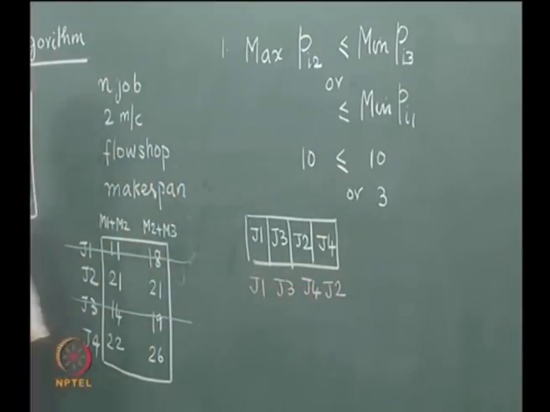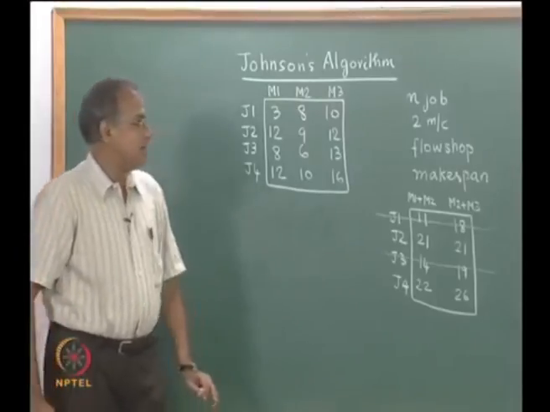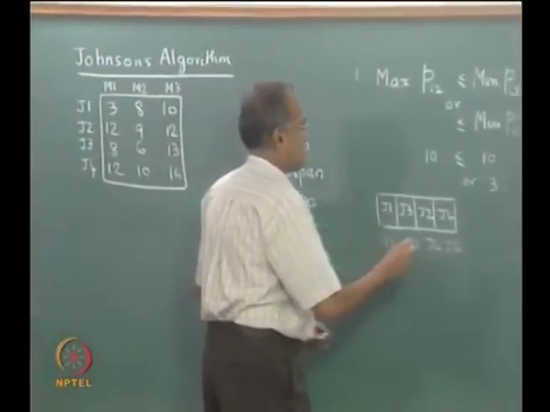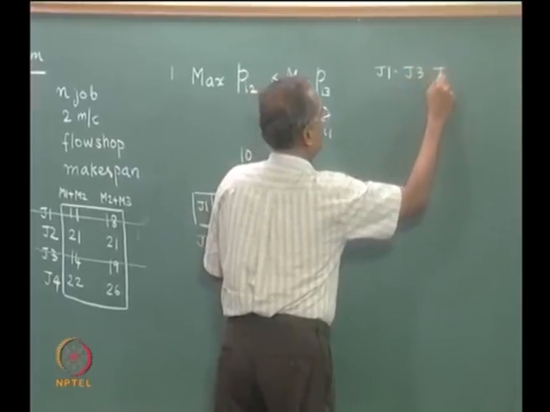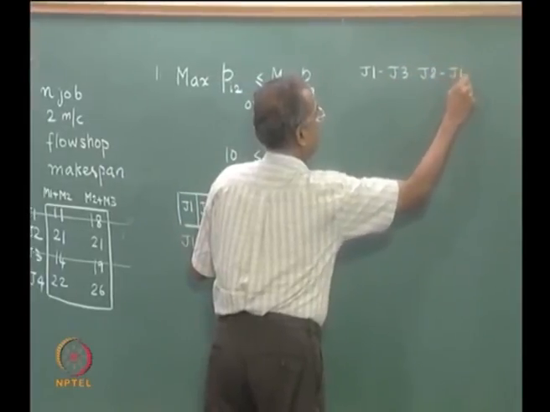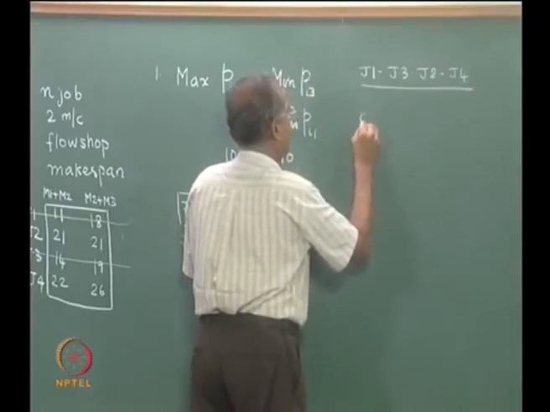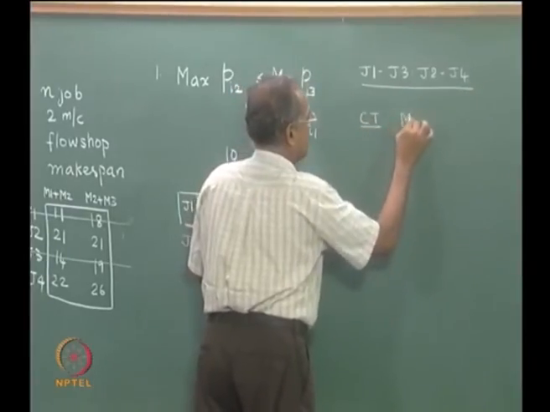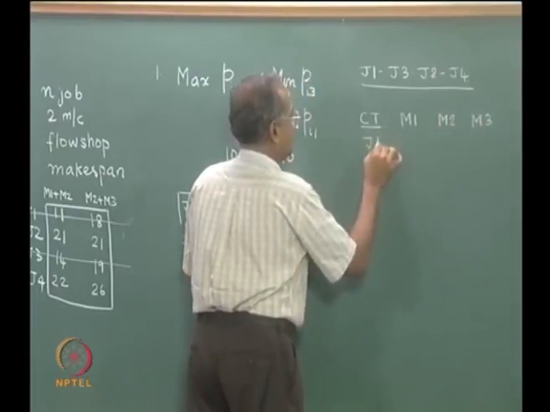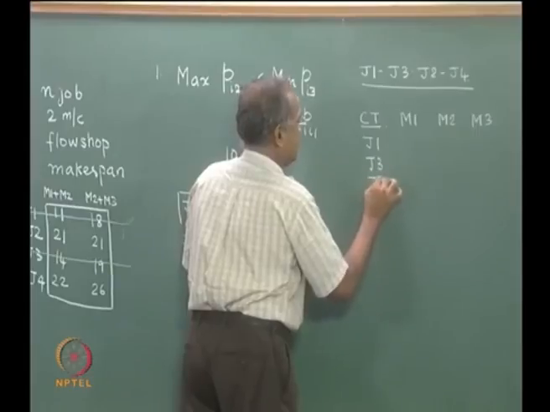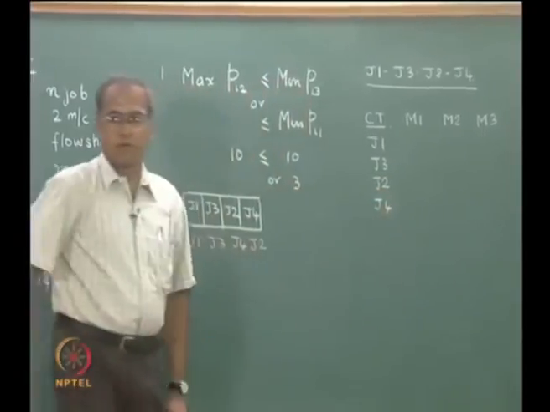Now, for both these sequences, let us try and find out the make span with the original data, because the original data is the problem that we are looking at. So, we look at the sequence J1, J3, J2, J4. And we look only at completion times on M1, M2, M3, J1, J3, J2 and J4.